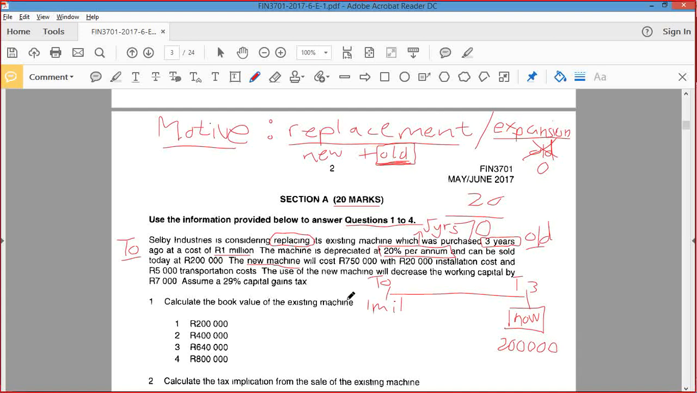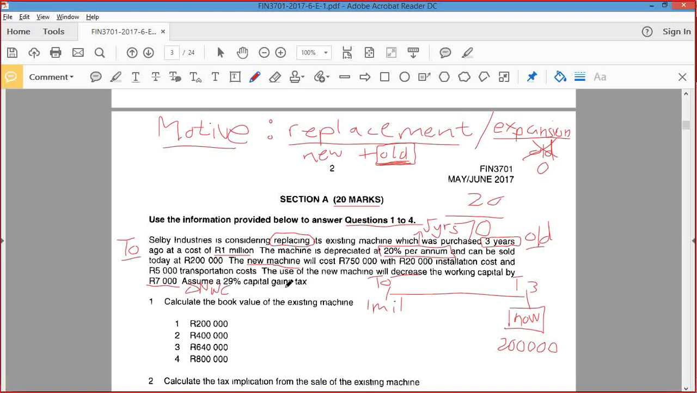Then they say the use of the new machine will decrease the working capital by 7,000. That's important because it's looking at the net working capital, NWC, the change in net working capital. A decrease in working capital means there's an outflow of 7,000, because that's a decrease in the actual current assets and liabilities of the organization. Tax here is actually 29%.